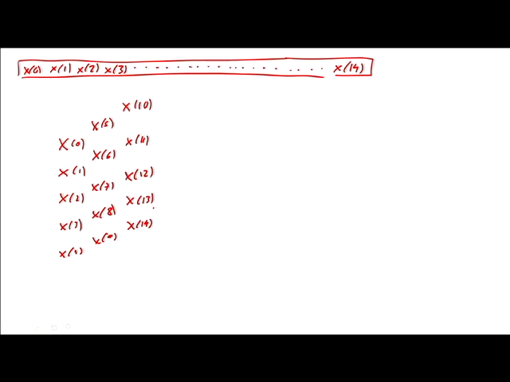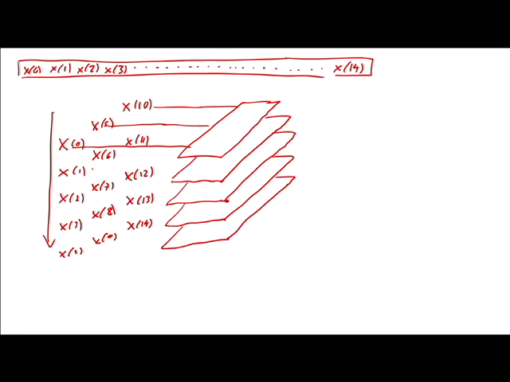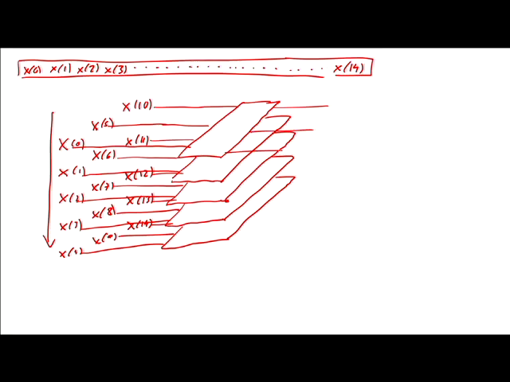Now what I want to do is take these and stack them this way. Then I take each one of these rows and take the three-point DFT of each row. I do the same thing with the row below, and the same thing here. Each one of these is a three-point DFT. And then I get the output of each one of these three-point DFTs.